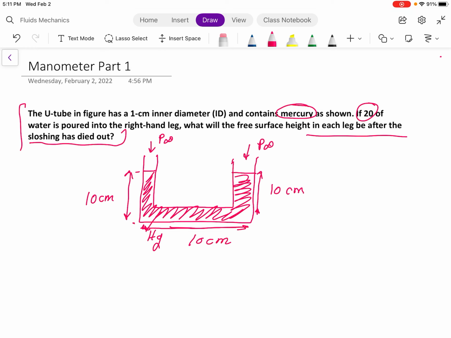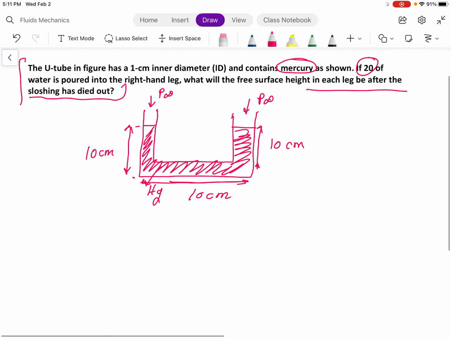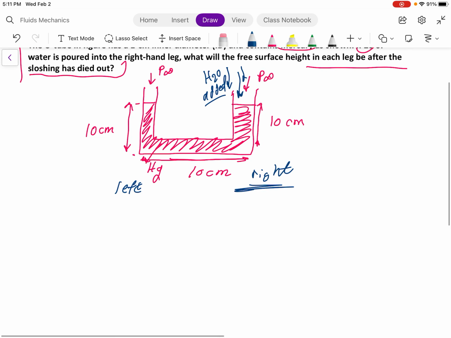So they're asking if we add water on this side, the right side. This is my right, and this is the left. So we're talking about this side. If we put water in here, what will be the change in height? What will happen in here and what will happen in here?